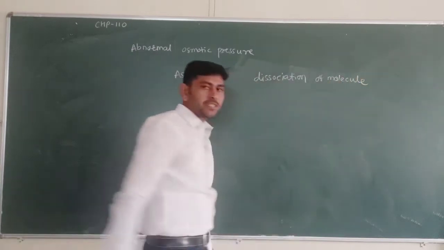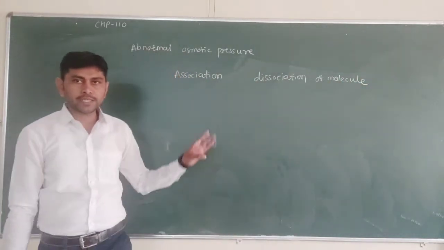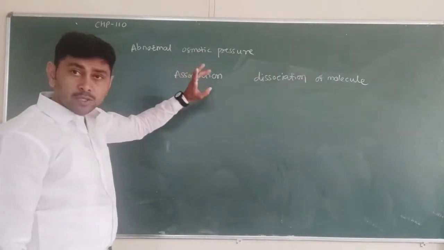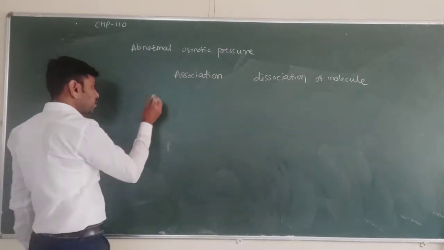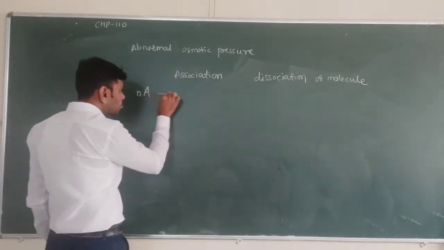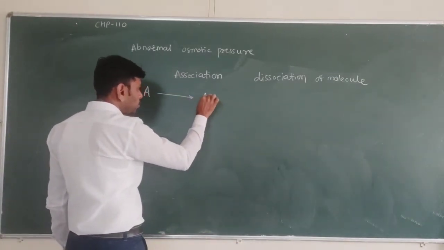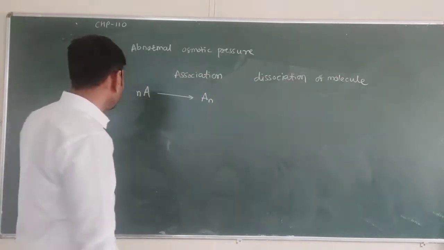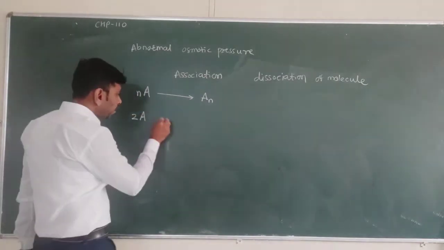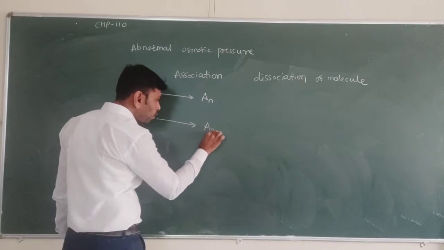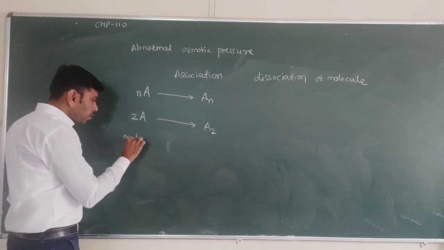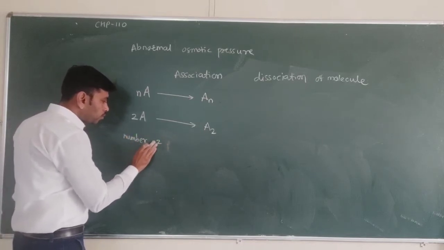We know that osmotic pressure is a colligative property, and colligative properties depend on the number of molecules. So, association. Suppose n number of molecules are associated to form a single molecule. Suppose 2 A molecules are there. They associate to form a single molecule. So here the number of molecules is equal to 2.